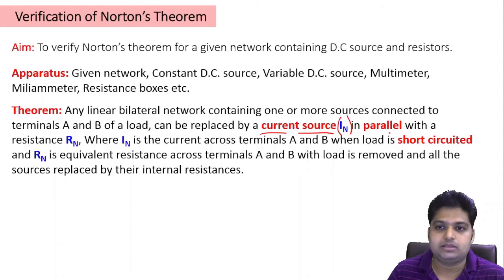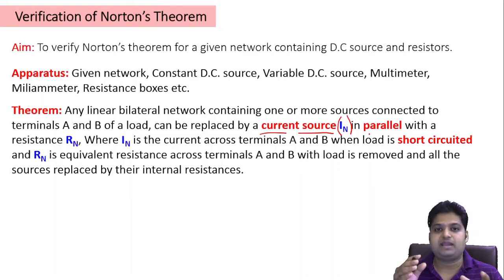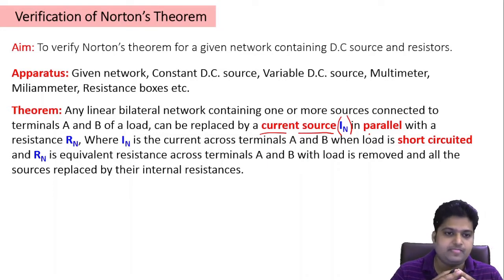Okay, in parallel. In case of Thevenin's theorem, it was series, correct? Here we have it in parallel. So remember two things. One, instead of a voltage source, we have the current source in case of Norton's theorem, and this current source is in parallel, unlike the voltage source which was in series in case of Thevenin's theorem. Fine. Now, with a resistance RN, which is the equivalent resistance, same as that we had got in Thevenin's theorem, okay? But since we are in Norton's theorem, we will put a subscript N to it instead of TH.